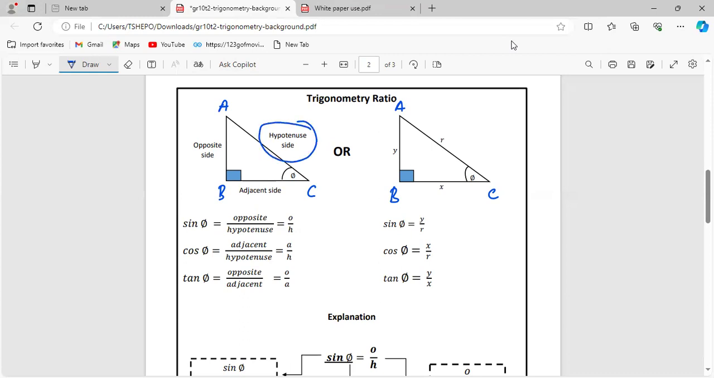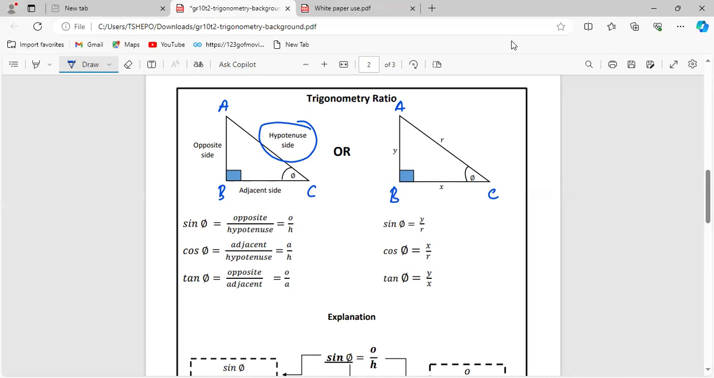Why? Because it is opposite to 90 degrees. So, like I said, when you have a look at this triangle, which is the exact same thing as this triangle, here we have letter R, which is side AC, meaning AC is equal to R. So R also denotes the word hypotenuse. Now let's talk about side AB. Side AB, we're going to call an opposite side in this case, which is side Y.